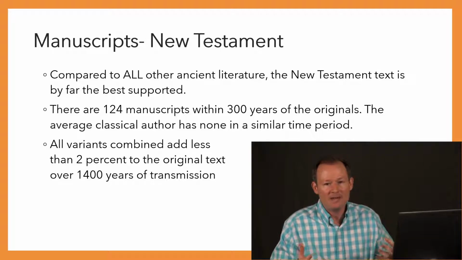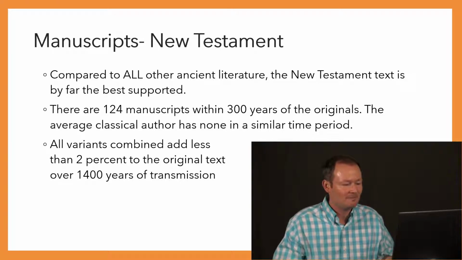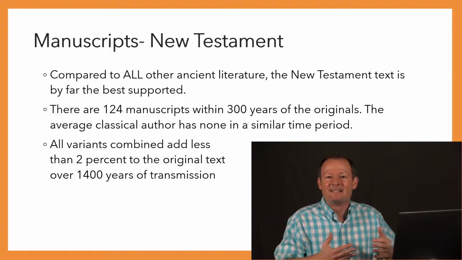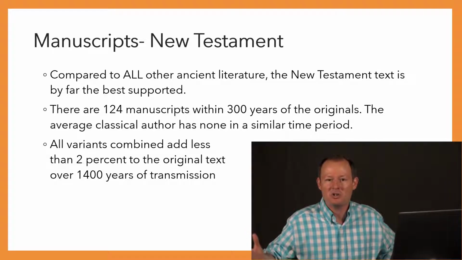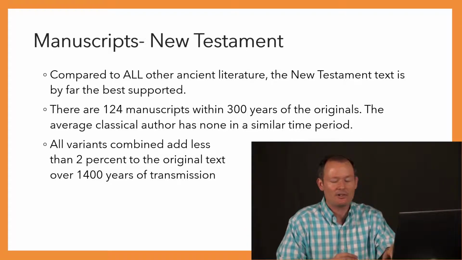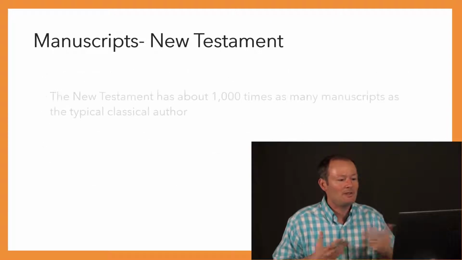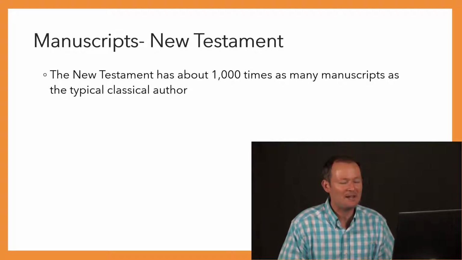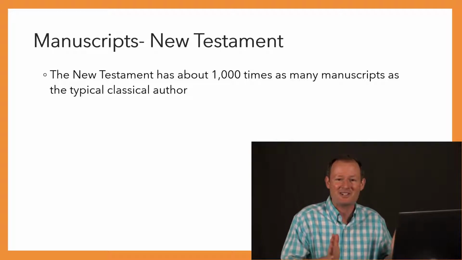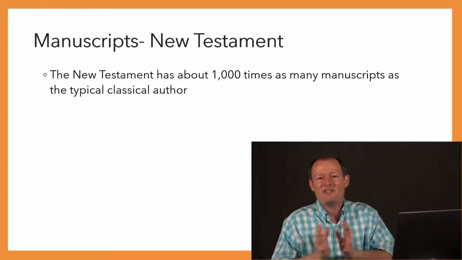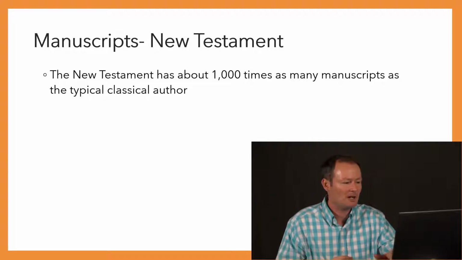Yes, we might have a little debate over whether Romans 5:1 said "we have peace" or "let us have peace." But looking at the New Testament as a whole, it is basically a miracle that we have a high degree of accuracy of our text of the New Testament. All right, the New Testament has about 1,000 times as many manuscripts as the typical classical author. In other words, there's really no comparison between how much evidence we have of the original New Testament writings and any other ancient writing that we're comparing it to.